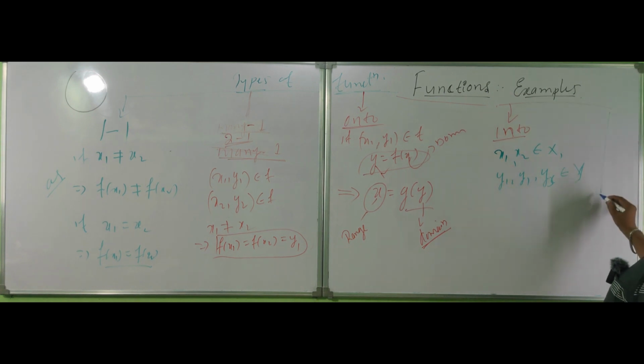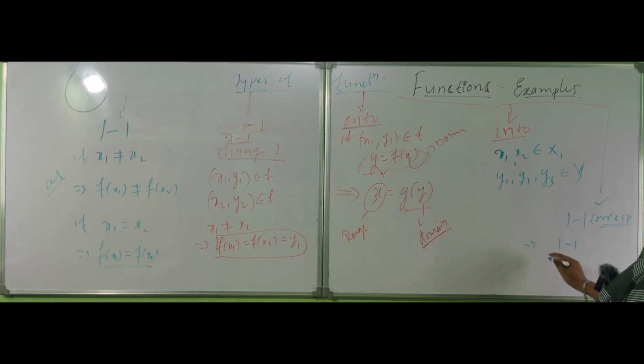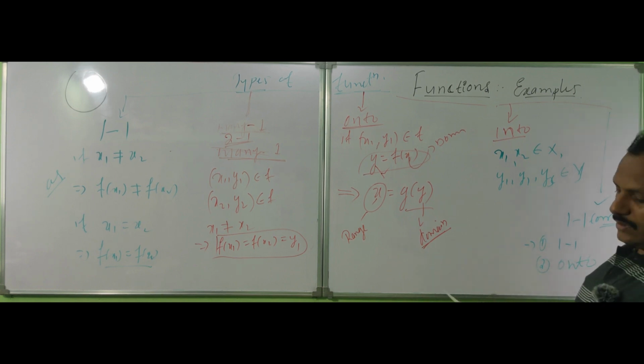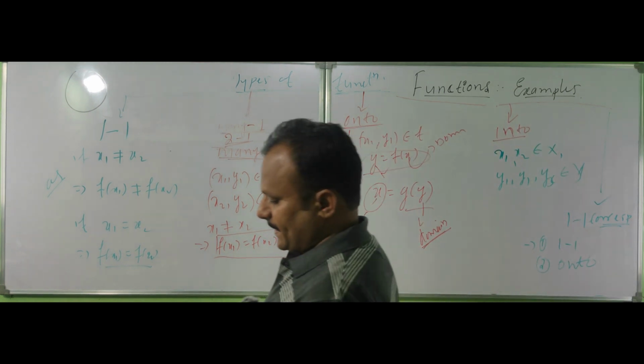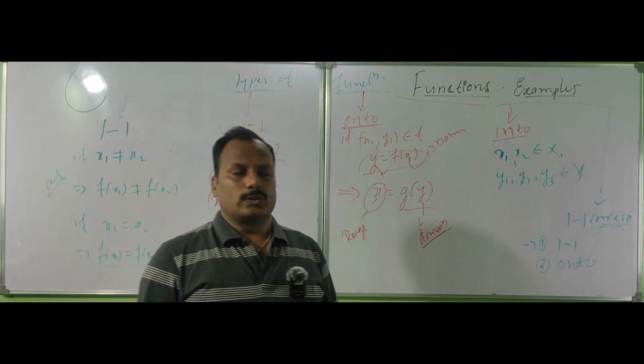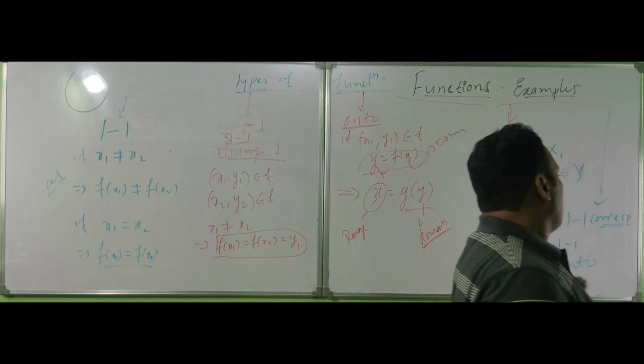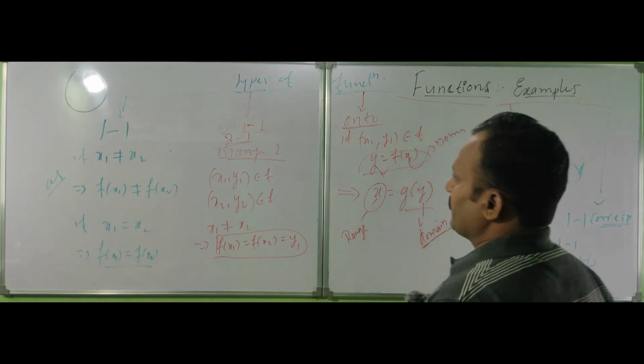Last one is there: one-one correspondence. One-one correspondence means it should be both one-one and onto. Just give the explanations. One-one and onto is called a one-one correspondence function.